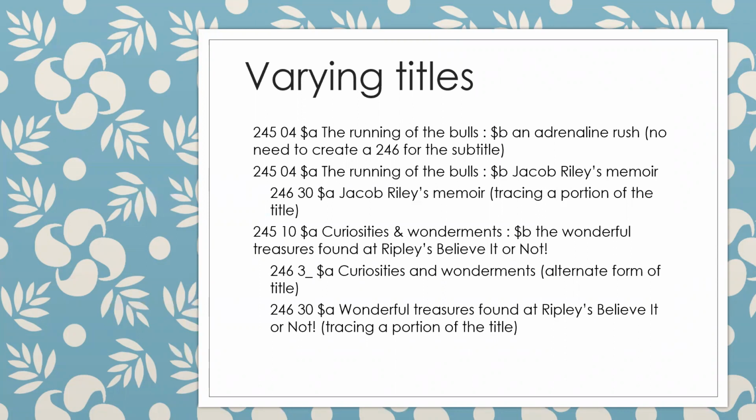And then the next example, we have Curiosities and Wonderments, and then the subtitle is The Wonderful Treasures Found at Ripley's Believe It or Not. So we're going to have a 246 first indicator 3, second indicator blank, Curiosities and Wonderments, and that's an alternate form of title. Notice that we spelled out the ampersand, so we have the word AND instead of the ampersand. And then the second one, we have a 246 first indicator 3, second indicator 0, Wonderful Treasures Found at Ripley's Believe It or Not. And again, that's tracing a portion of the title.